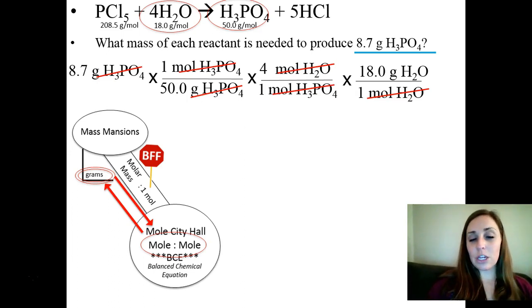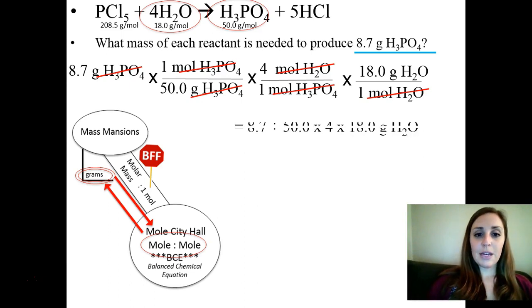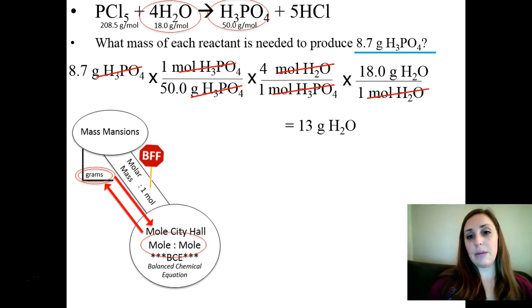All right, here is the work that you should have done. Check each one, make sure that your conversion factors are exactly the same. So you want the same stuff on the top, same stuff on the bottom. Make sure as you go from left to right, everything is in the same order, so you're doing stuff properly. Here is the math that you should have. And the final answer should be 13 grams of water.